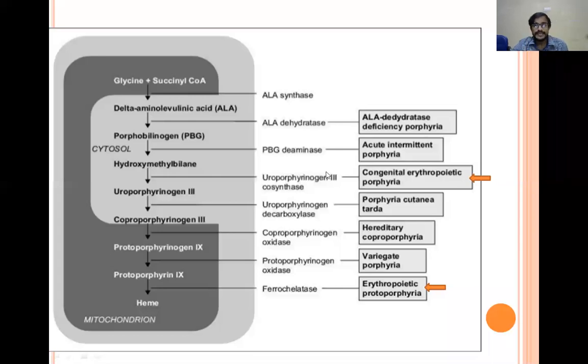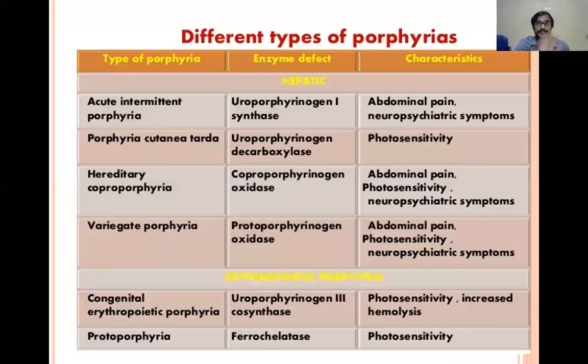That means the porphyrias marked with the arrow are the erythropoietic porphyrias, in which these enzyme defects occur: uroporphyrinogen III cosynthase and ferrochelatase enzyme. So these enzyme defects most commonly occur in the erythroid cells, and all the remaining enzyme defects occur in the liver cells. So these are the different types of porphyrias.